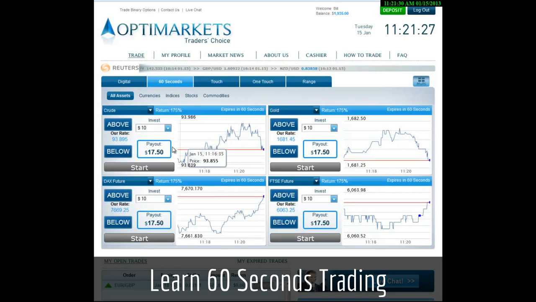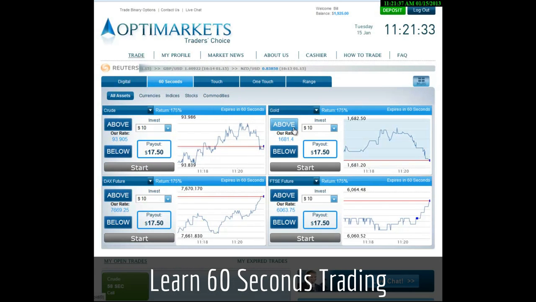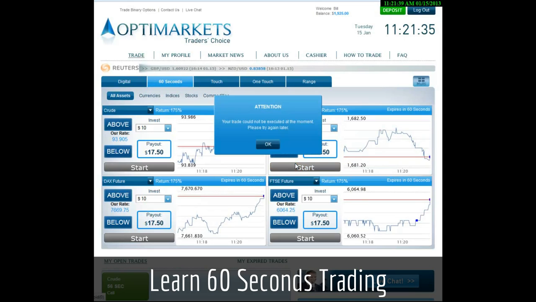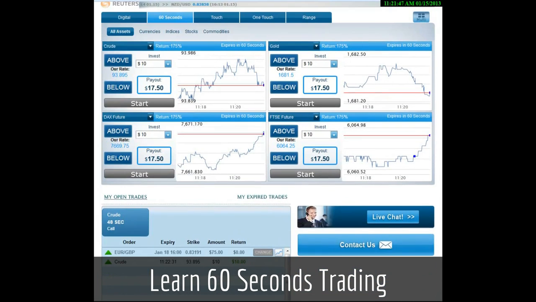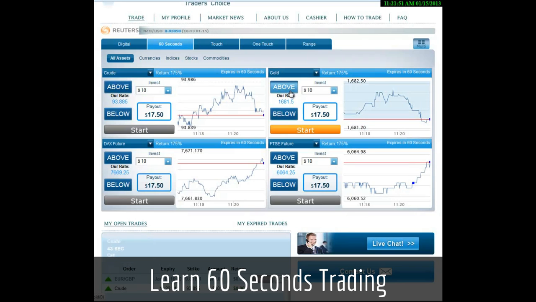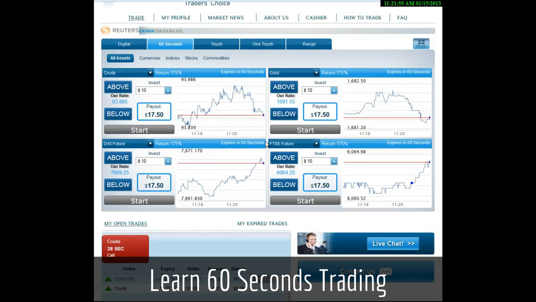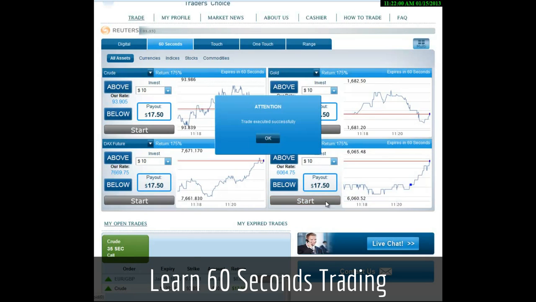I'm going to look for reversals. Actually, I'm going to buy the above right here on the crude. You can see my trade was entered. I'm going to buy the above on gold. I think I missed that one. The above on gold. Let's see. No, gold's not giving it to me. We're going to go with the below on the FTSE.